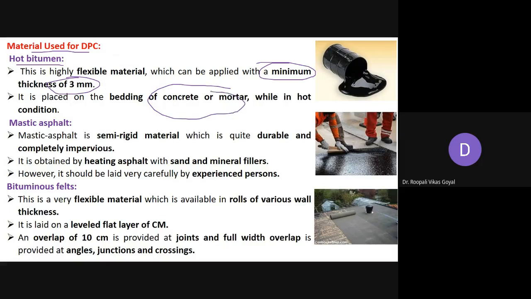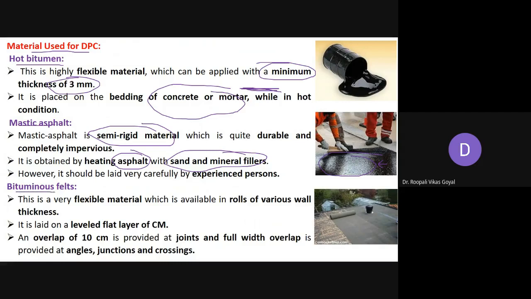So जो भी आपका लेवल mortar या concrete का layer है, उसके ऊपर while it is in hot condition, you just lay a layer of 3 mm thickness, and that layer will protect it from entering of water. Next is mastic asphalt. So this mastic asphalt is a semi-rigid material and which is quite durable and completely impervious. Okay, so generally it is obtained by heating the asphalt with sand and mineral fillers. And this kind of mastic asphalt can be laid, and it should be laid very carefully by the experienced person. So this will also act as a very good barrier against the dampness or moisture.